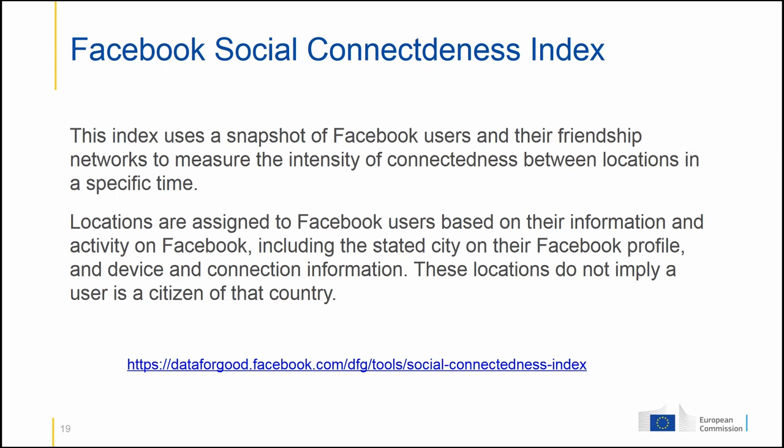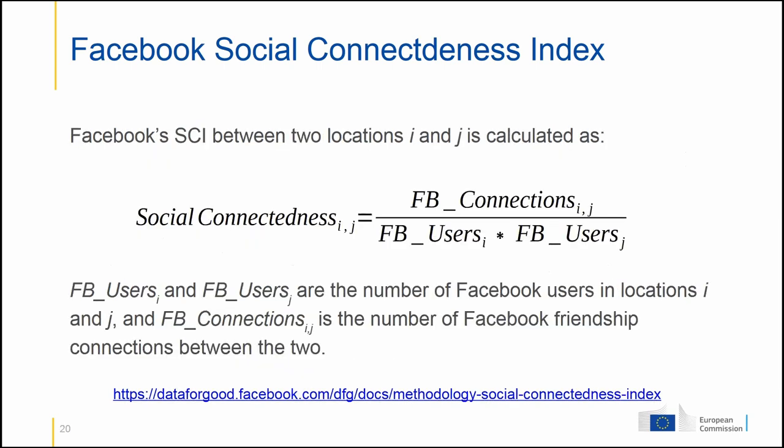What it is, it's an index that uses a snapshot of Facebook users and their friendship networks to measure the intensity of connection, digital connection, between two locations at a specific time. So actually, we know how this is calculated because the methodology is more transparent in Data for Good than it is for the Facebook advertising platform. You can see the equation by which the social connectedness index between location i and j is calculated.